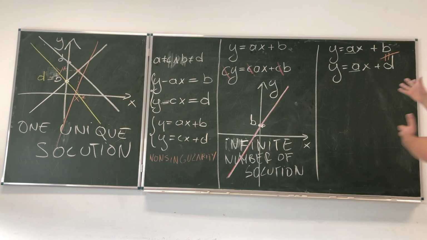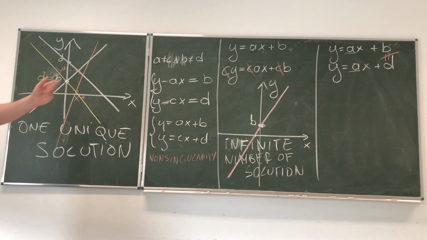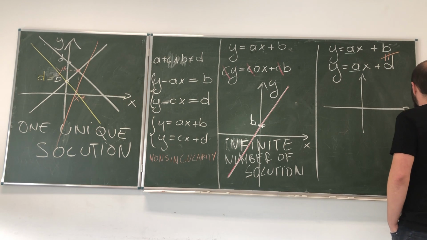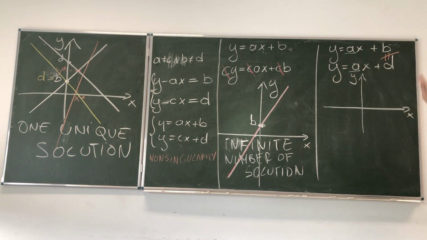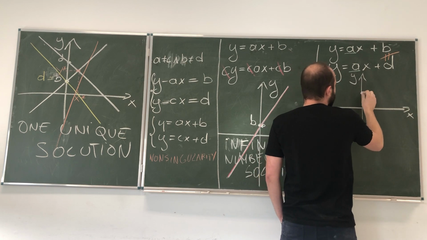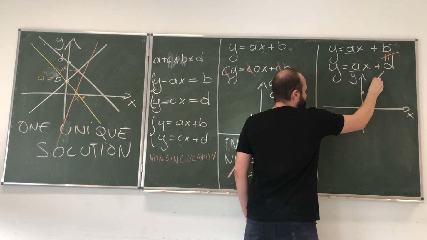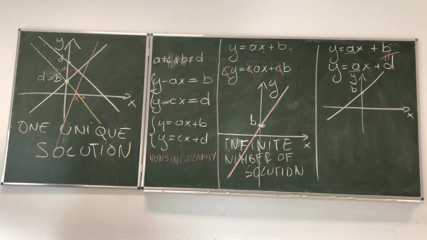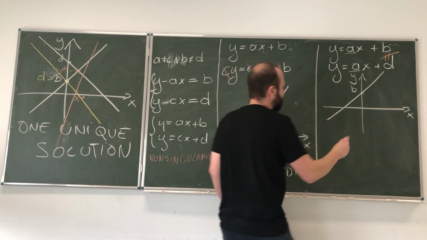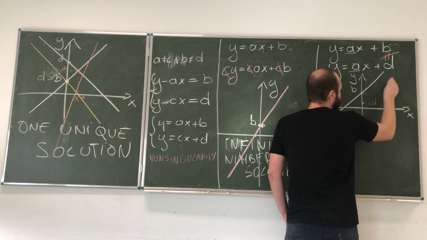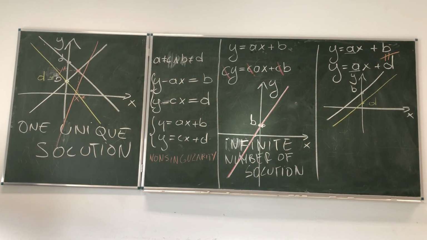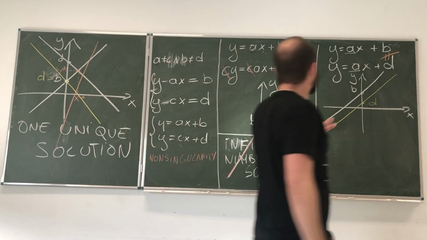So now, how could we graph this scenario? Well, let's just say b and d are both positive. Okay, so let's just say that b is bigger than d. So here we would have a first function, and then here we would have the second function. Now, what can we say about these functions? For sure, well, they are parallel.